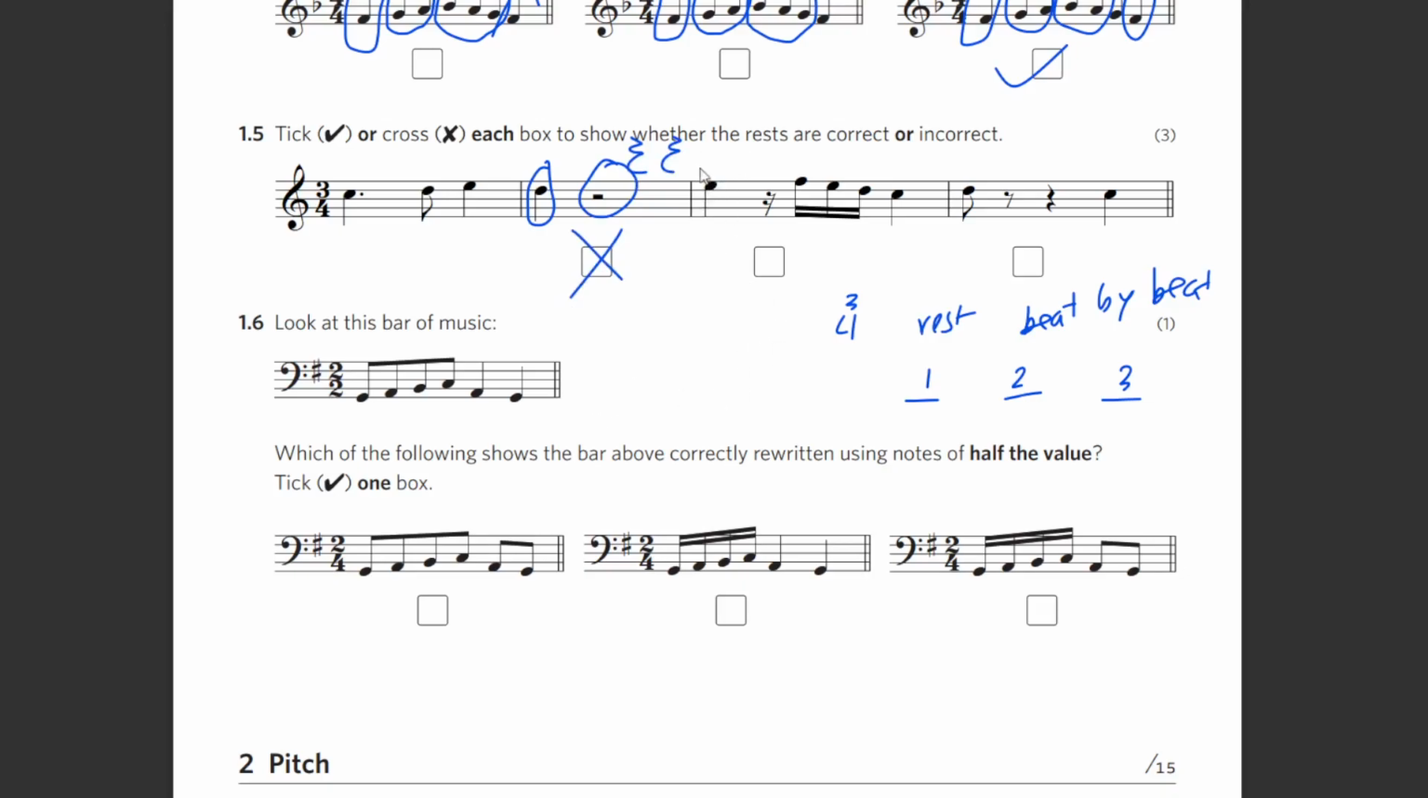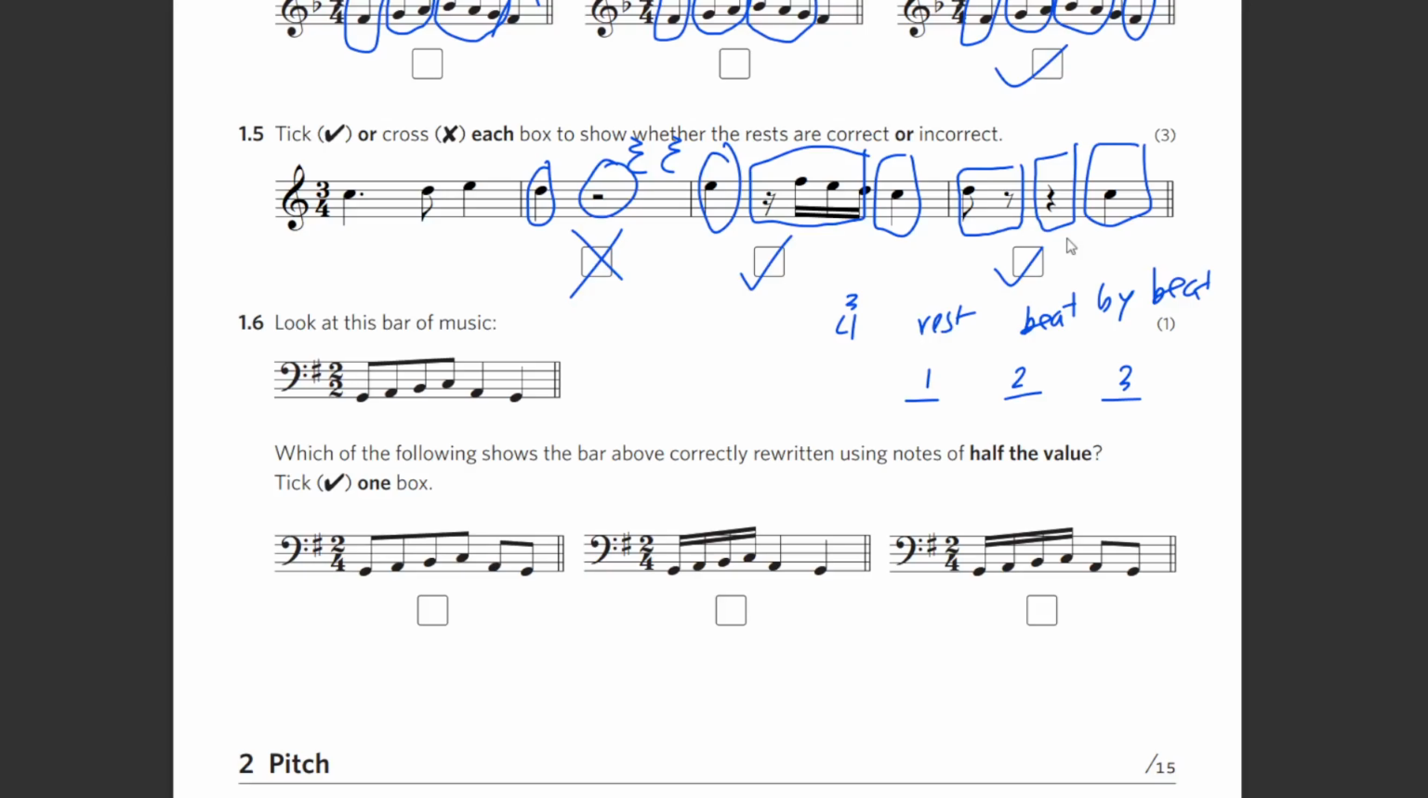Okay. Next, let's look at this bar here. This is first crotchet beat, this is second crotchet beat, and this is third crotchet beat. This rest is for the second crotchet beat, so it's correct. Next, let's look at this. 2 quavers make a crotchet. So this is the first crotchet beat, the second, and the third. Notice the first beat's rest and the second beat's rest do not cross each other. So this is correctly grouped, so this is correct.